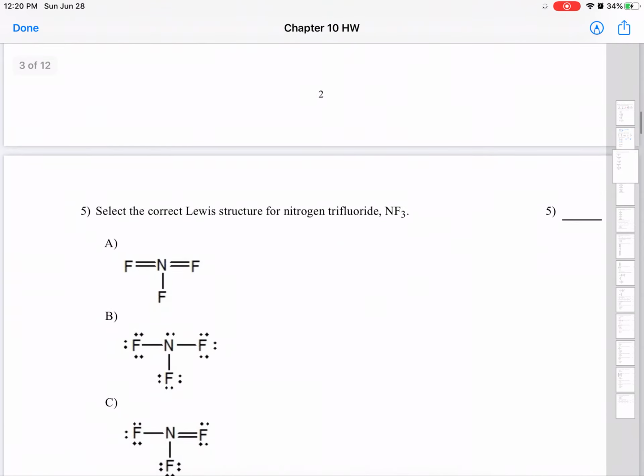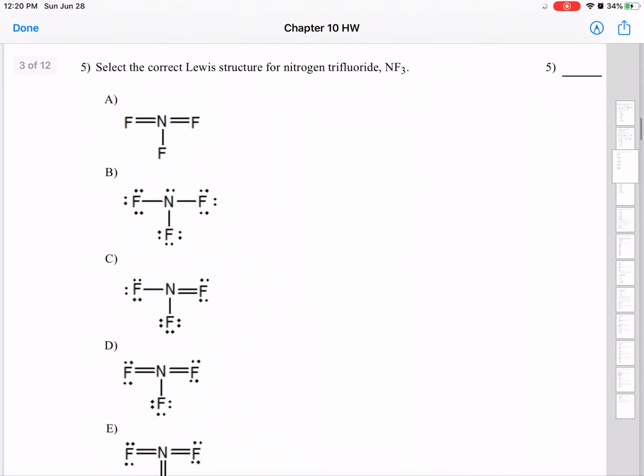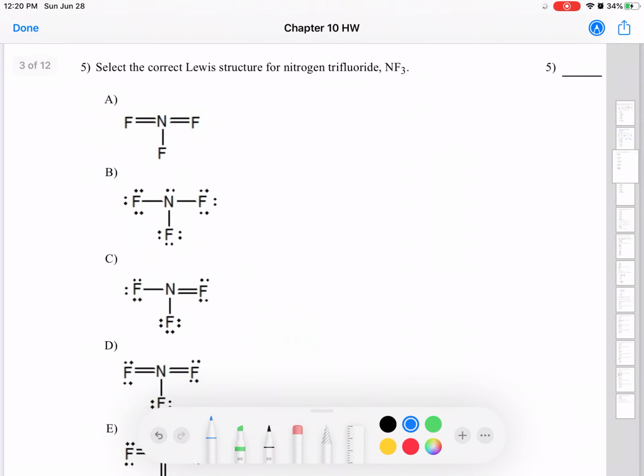The next one, select the best Lewis structure for NF3. So for nitrogen fluoride, again let me show you how to draw a Lewis structure. Remind you, you guys already know. So first you find out the number of valence electrons.